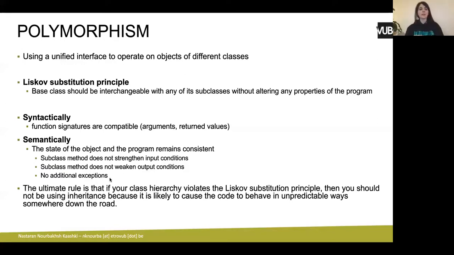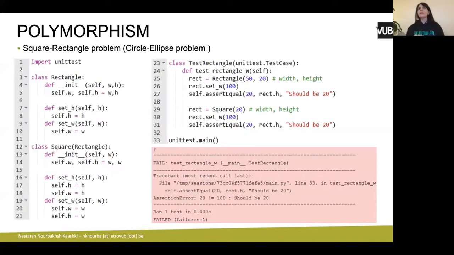The ultimate rule is that if your class hierarchically violates the Liskov substitution principle, then you should not be using inheritance, because it is likely to cause the code to behave in unpredictable ways somewhere down the road. So if it violates this principle, don't go for inheritance. It violates the is-a relationship, so don't go for that. An example of this violation is the square-rectangle problem, also known as the circle-ellipse problem.